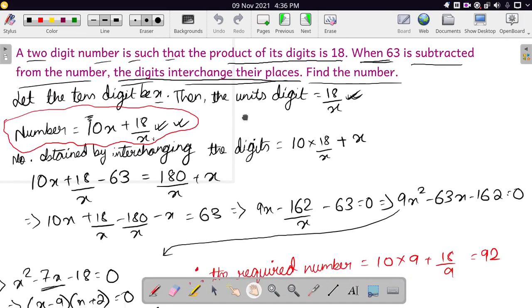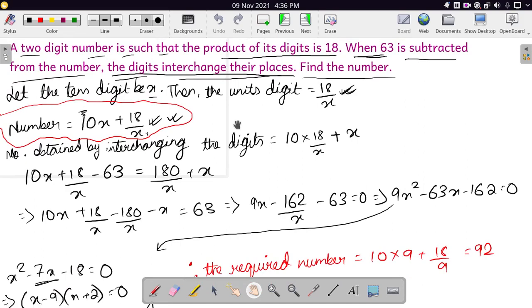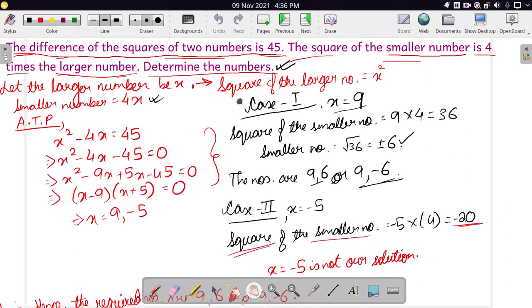Then we did a sum on two digits. Digit sums are very important. We formulated the equation and found the value. Then came the sum on digits again, smaller number, larger number. The digit sums are very important. These sums are very recurrent in the exams.